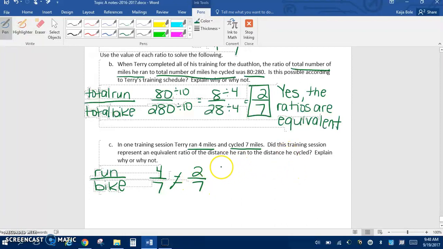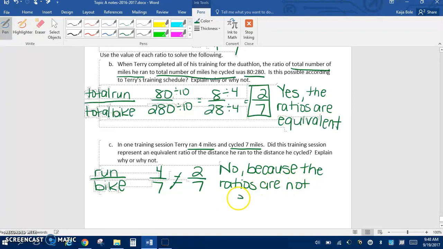So no, this is impossible because the ratios are not equivalent. Alright, so we're going to say no because the ratios are not equivalent.